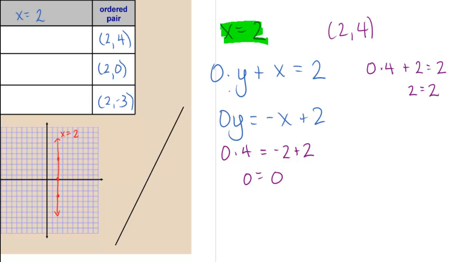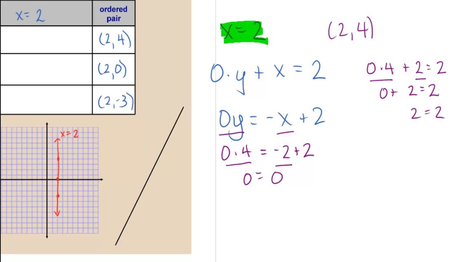So if I'm looking at 0 times y plus x equals 2, and y is 4, I put 0 times 4, plus 2 equals 2. I end up with 0 plus 2 equals 2, which gives me a true statement. If I look at the equation 0 times y equals -x plus 2, and I put in 4 in the place of y, and I put in 2 in the place of x, I end up with 0 equaling 0, which is also a true statement. So you can see that 2, 4 will work, and so will 2, 0 and 2, -3.